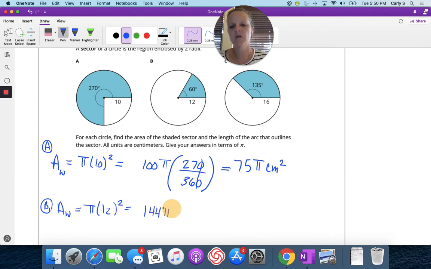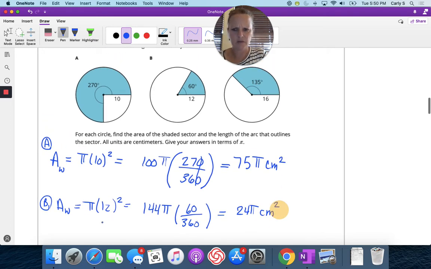That's the area of the whole circle. But I need just the portion that is highlighted. And the whole circle is 360 degrees. My portion highlighted is 60 degrees. So I'm going to do 144 times 60 divided by 360. And I get 24 pi, and the units are centimeters squared.